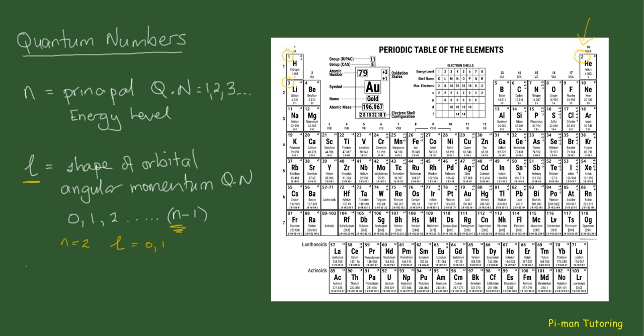The third quantum number, ML, is called the magnetic quantum number.